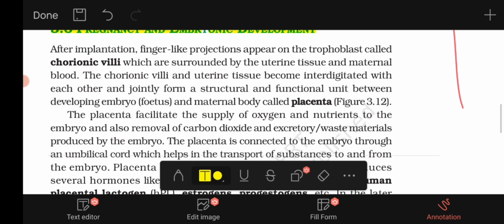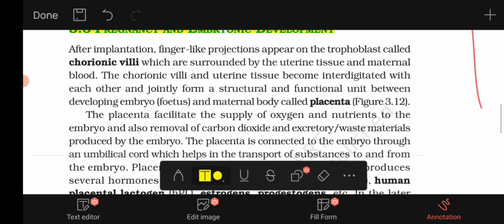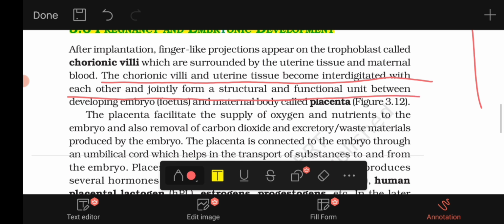After implantation, finger-like projections appear on the trophoblast or trophectoderm layer, called chorionic villi, which are surrounded by uterine tissue and maternal blood. These chorionic villi, the uterine tissue and the maternal blood become interdigitated with each other and jointly form a structural and functional unit between the developing embryo or fetus and the maternal body, called the placenta.